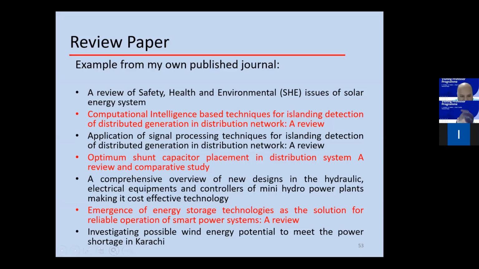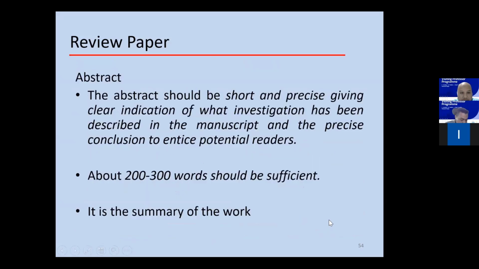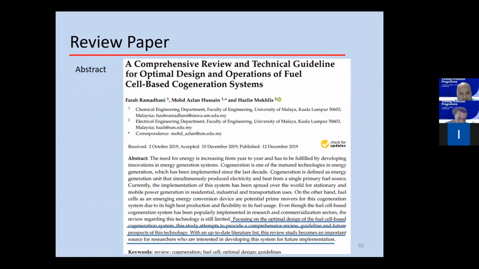For example, this one, investigating possible wind energy potential to meet the power shortage in Karachi. This is my student from Pakistan last time. This is how we can write a review paper. The same like technical paper, but we need to have abstract and summary of the work. This is example of the recent review paper, a comprehensive review of technical guideline for optimal design and operation of fuel cell-based cogeneration system.